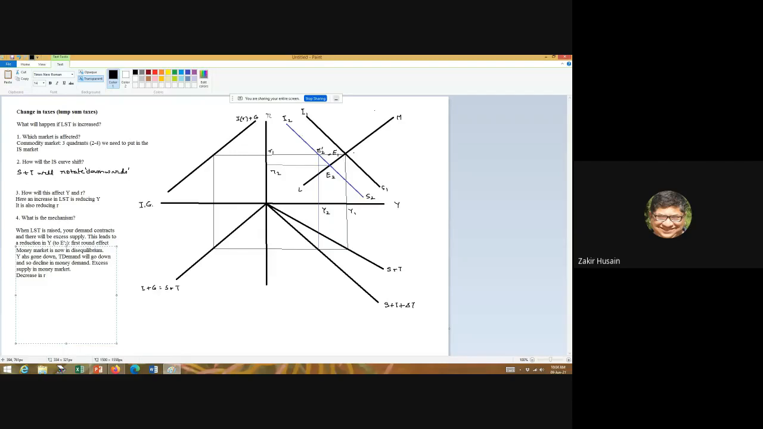If there's excess supply in the money market, then this will lead to investment in bonds. Bond prices will go up, rate of interest will come down. Let's put everything in. So investment in bond market, price of bond will rise, and decrease in rate of interest. Okay, so the money market goes back to equilibrium.